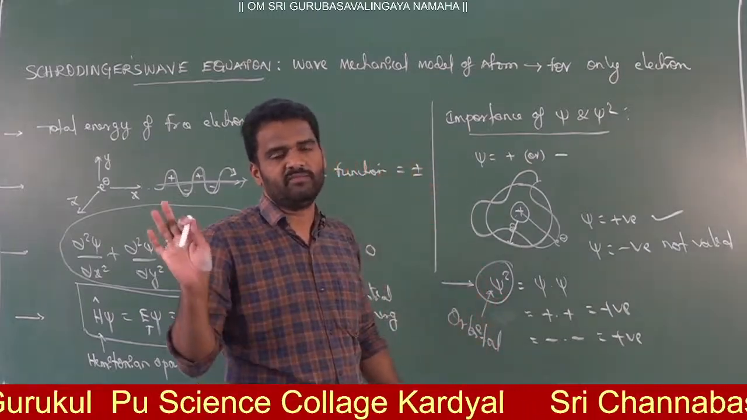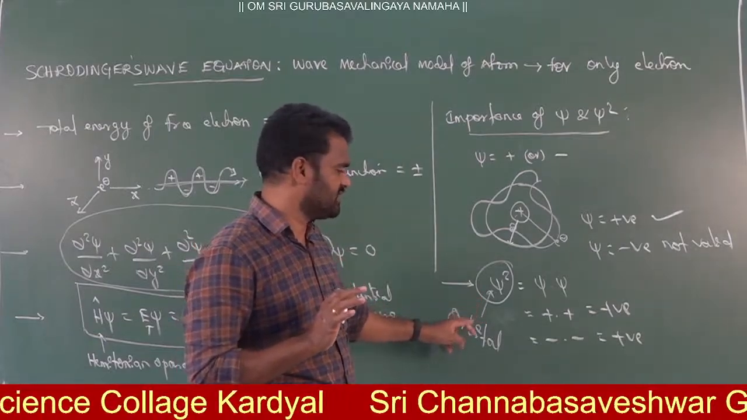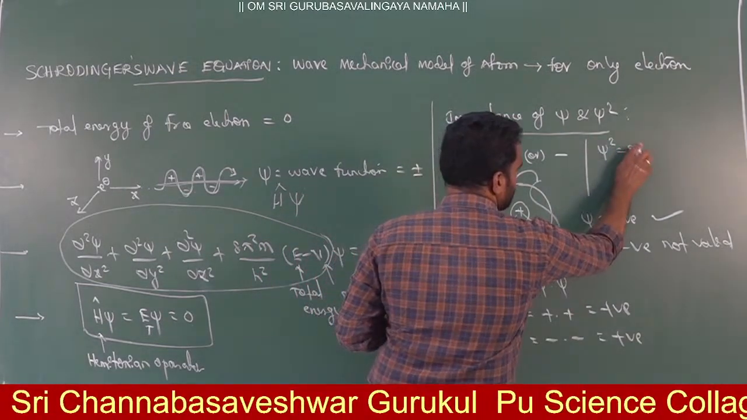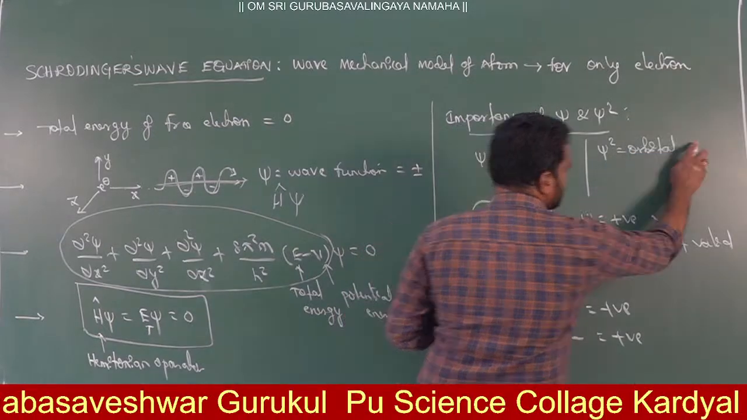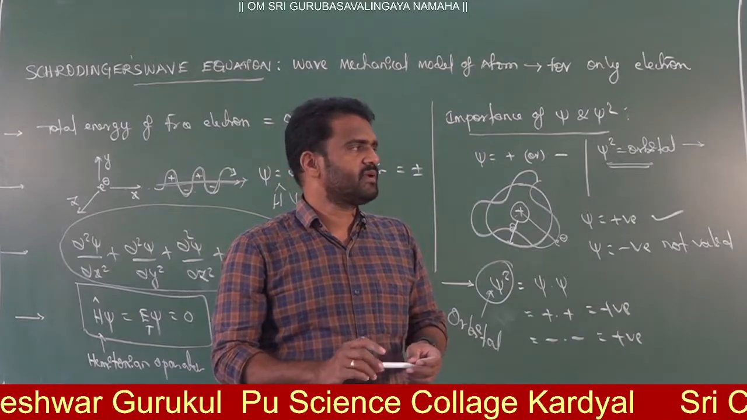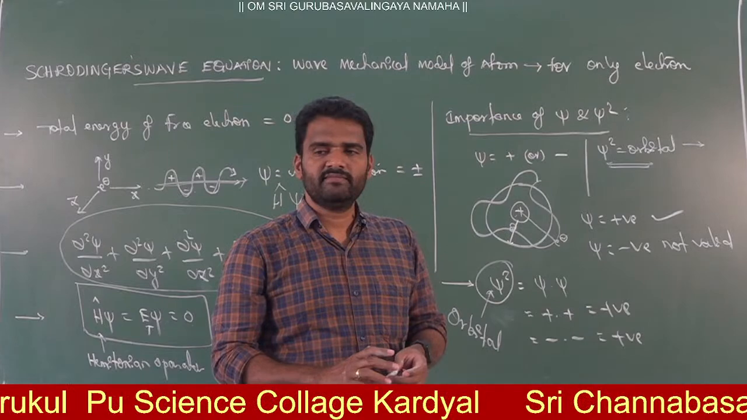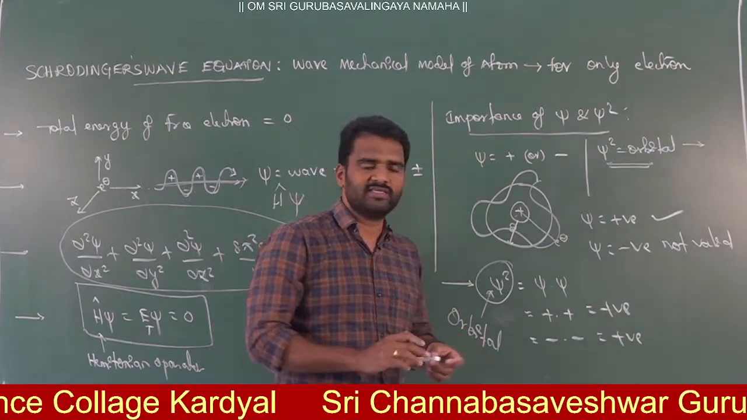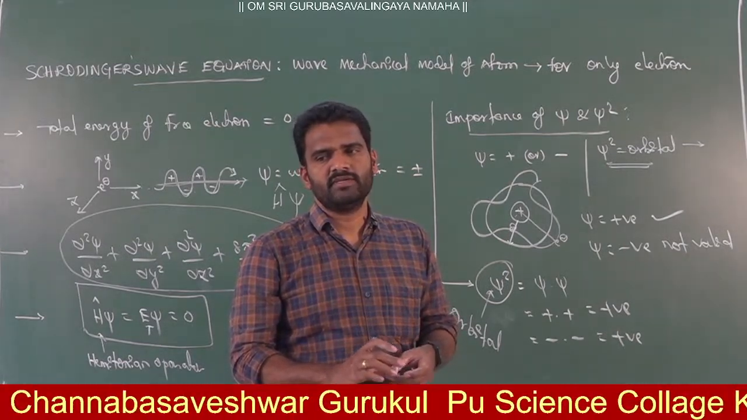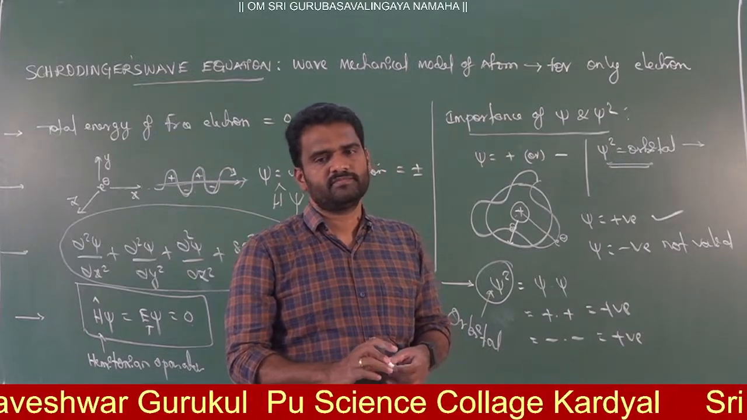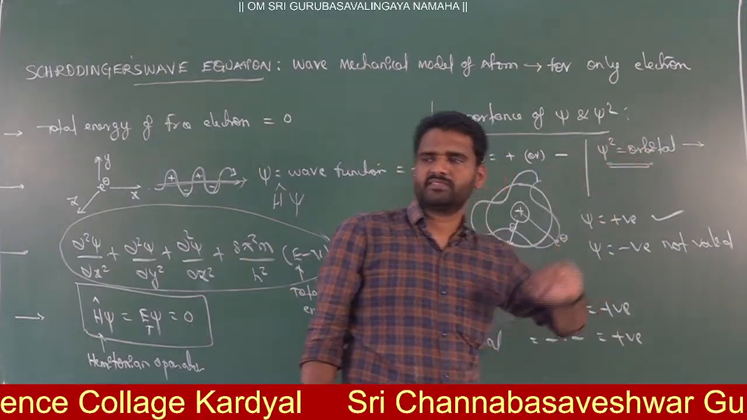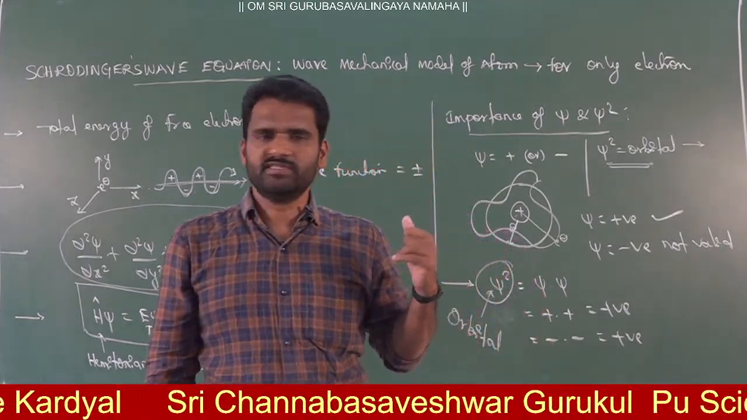Now define the orbital. What is orbital? How will you define it? Psi square is orbital. The probability of finding electron density in the atom is said to be orbital, or psi square. That means the place of electron in the atom is said to be orbital. Yes or no? It is the probability of finding the electron.